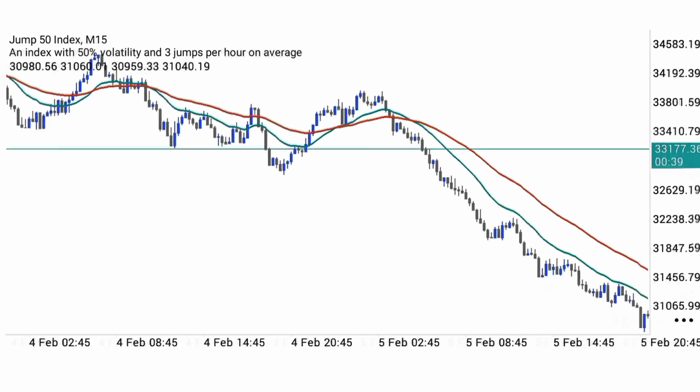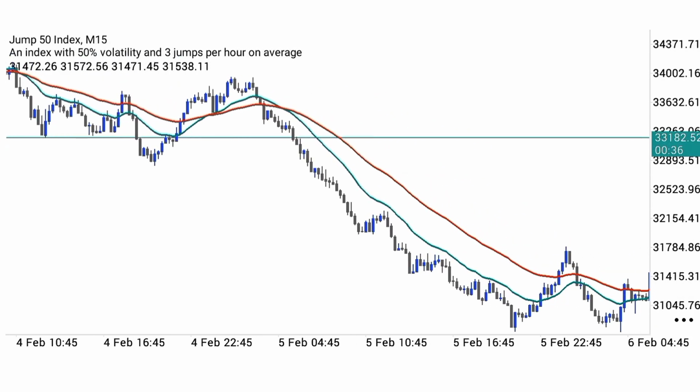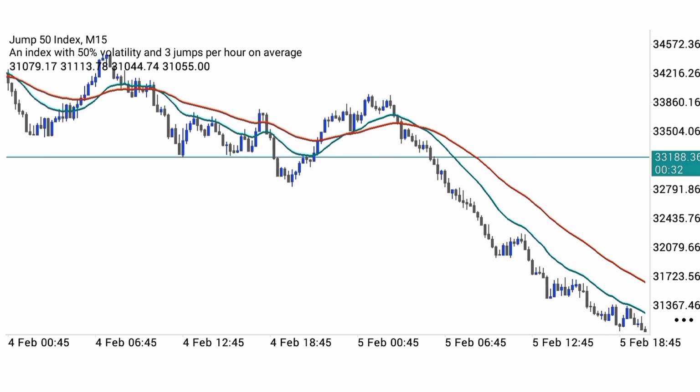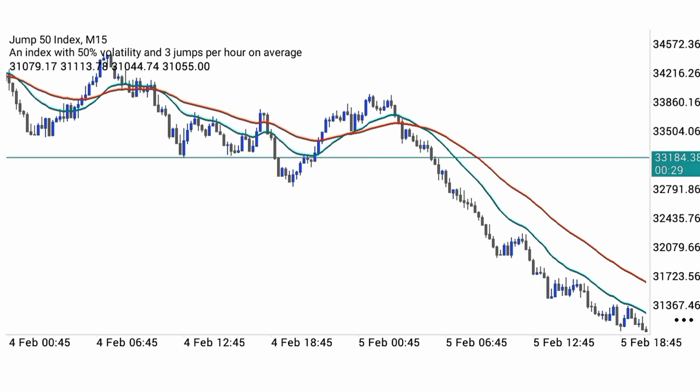Because I've told you guys everything. I've told you how the trend moves. I've told you the ones that you should avoid. But right now, how do we trade this moving average? The best way to trade this moving average so that we can make profit from the market.